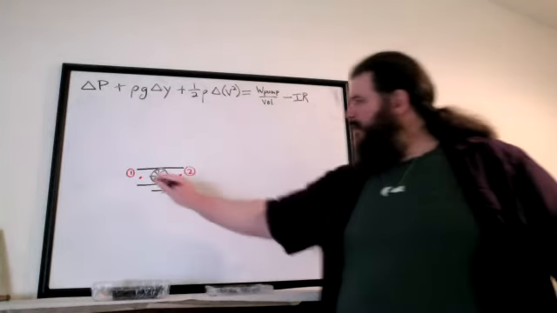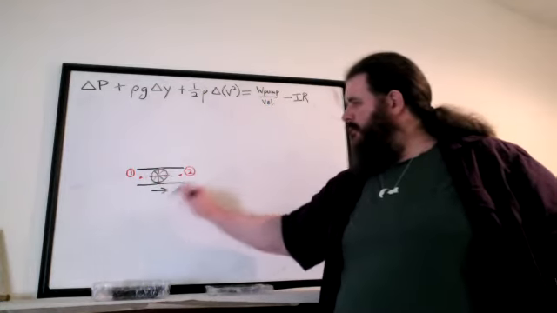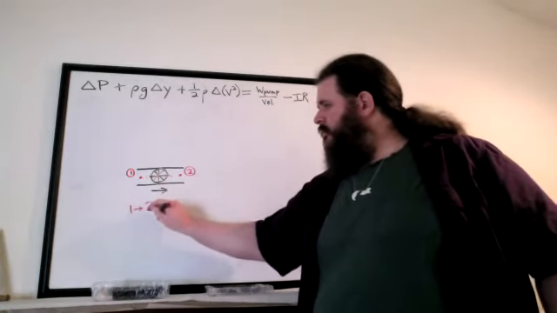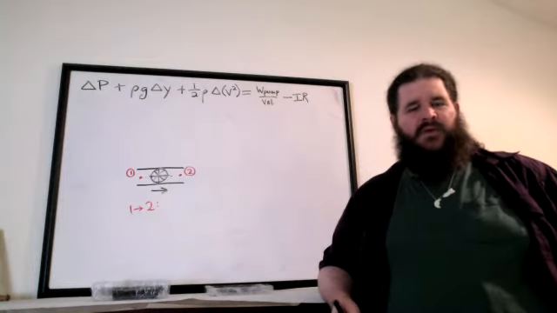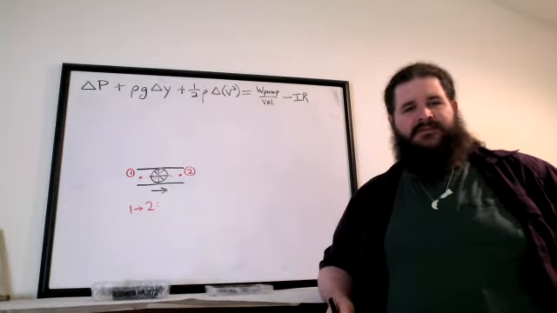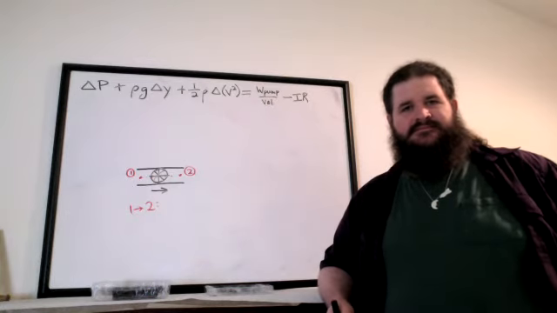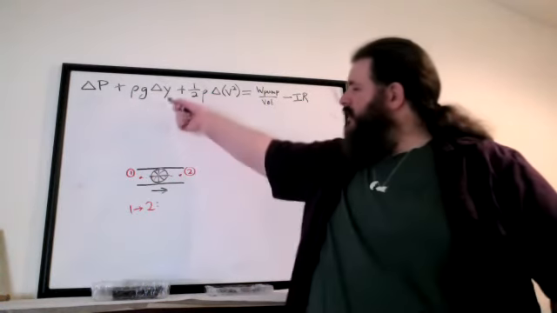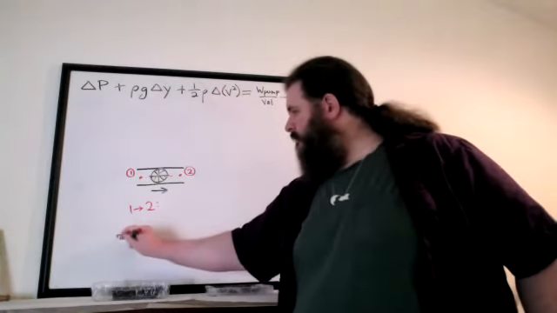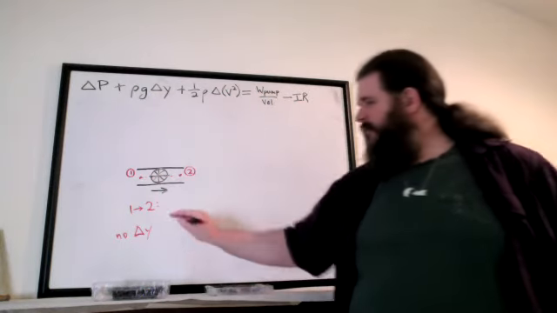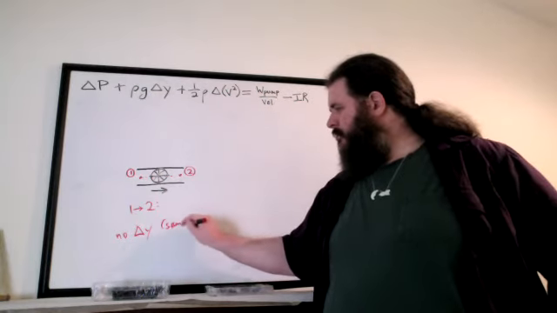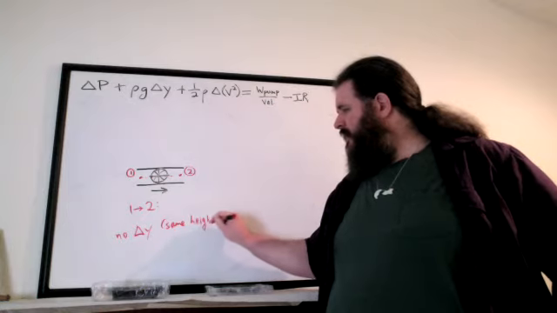If we wanted to write out a Bernoulli equation from 1 to 2, what terms can we ignore? What terms do we not need to include? Delta y. Yeah, there's definitely no delta y because points 1 and 2 are at the same height. Can we ignore anything else?